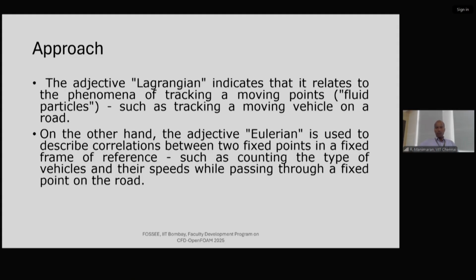On the other side, we have the Eulerian approach. We have fixed points, or any number of points in a field, where we just count or measure parameters like velocity or pressure and so on. Here it is like counting the number of vehicles, the type of vehicles, and the speeds, sitting in one place like what a traffic inspector does on the road. It is like the Eulerian approach. We have these two approaches available in OpenFOAM also, and we will see what the simulation models are in the next slide.